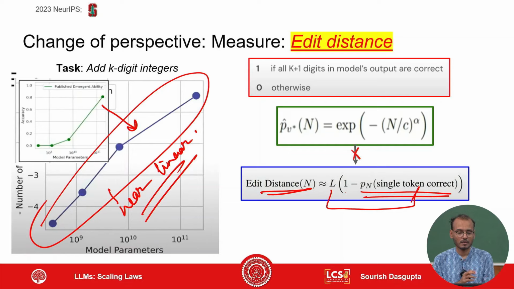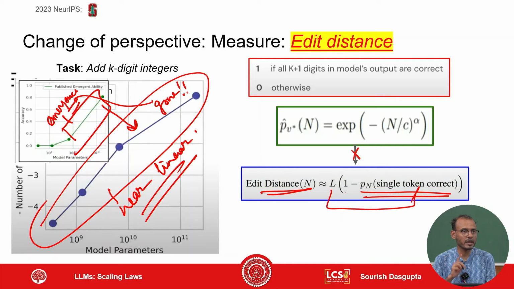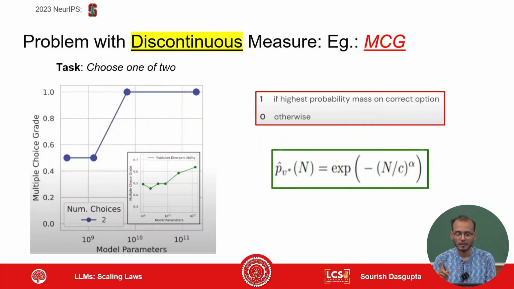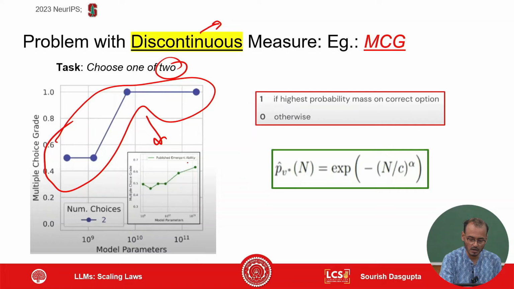Which means that the so-called emergence is gone, just by changing the accuracy measure. Okay? They did another experiment. They said, let's look at discontinuous measures which are completely discontinuous, like MCG or multiple choice grade. That's discontinuous, right? And then they said, if I do the same experiment over a choice of 2, I am able to replicate what was published.